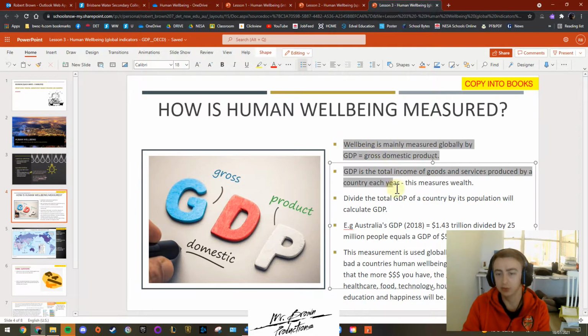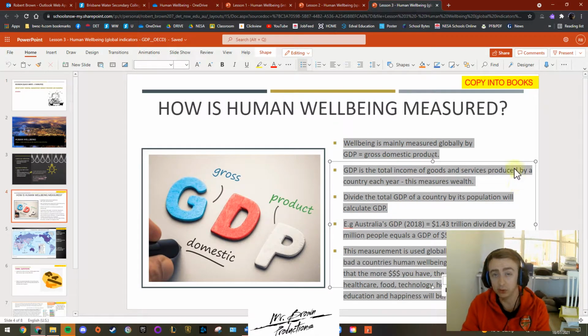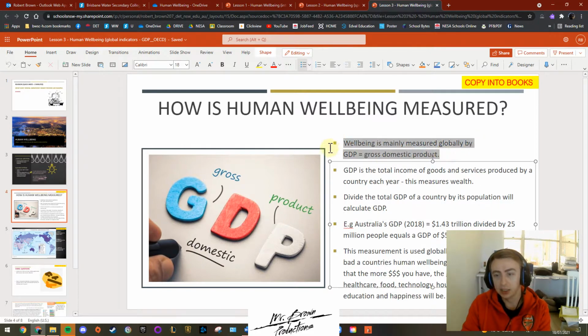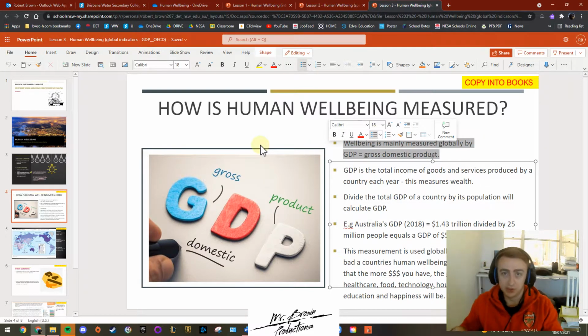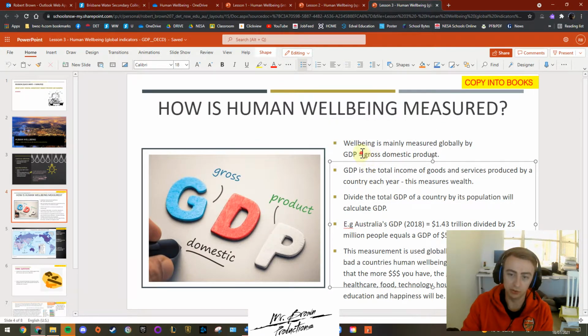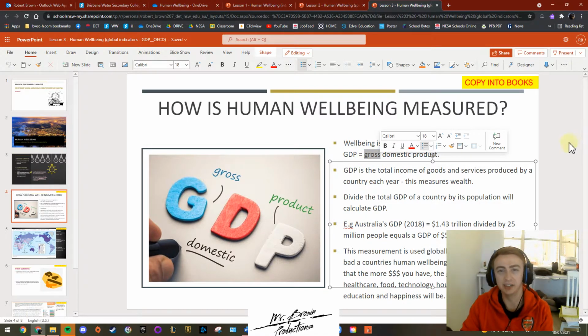What I would like you guys to do is write these core notes down in your book, and I'll talk you through each point. So at a global scale, most countries measure human well-being through something called GDP, Gross Domestic Product. Now, if we break the words down, when we say gross, we're not meaning things that are yucky, gooey, like snot or boogers. Another meaning of the word gross is total, or the total amount of something. So when we're looking at the word gross here, we're looking at total amount. Okay, so you might want to annotate that on the side.